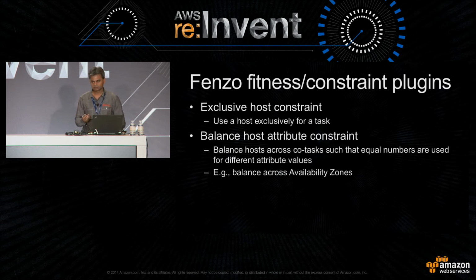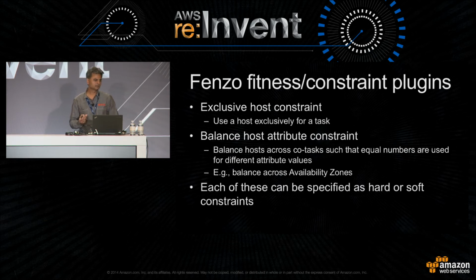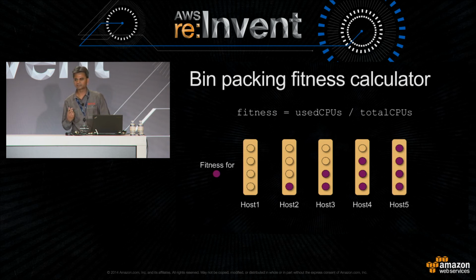And then there's the other one called balancing host attribute constraint, which balances all of your workload. If there's large jobs, say you have 100 tasks on them, and you want to balance them across availability zones, then you would use this. And each of these constraints can be specified as hard or soft. So if a hard constraint, the job would actually be pending until you find a resource that satisfies it. Soft constraint will get it launched quickly and try to make it fit as much as possible based on your constraint. So let's look at how the bin packing fitness calculator works.